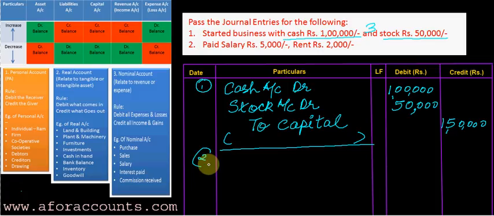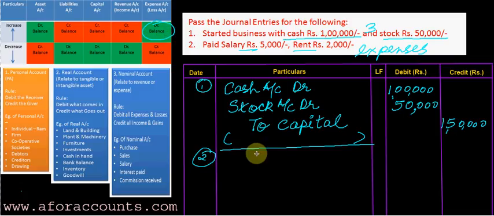Now our second entry. Paid salary rupees 5,000 and rent rupees 2,000. Now what is salary and rent? What is the nature of this account? Salary, rent, these are expenses to our business. And let's check the rule for expenses. Expenses have increased for the business. So for all the expenses that increase, we have to have a debit balance. Expenses increase, show a debit balance.